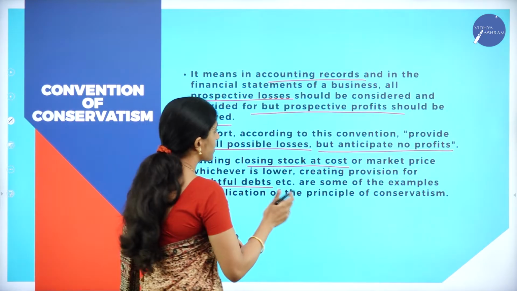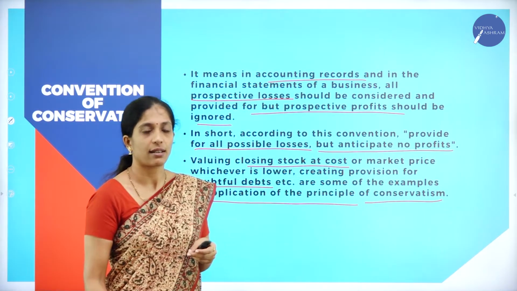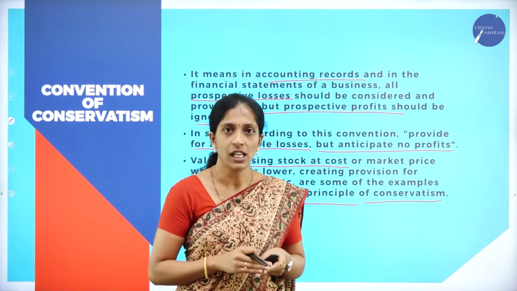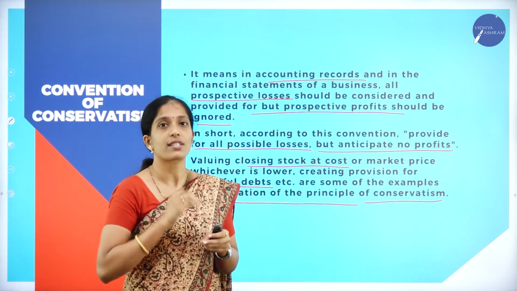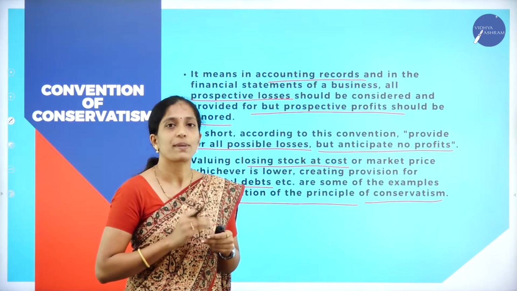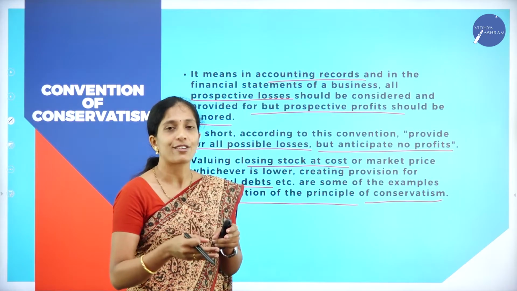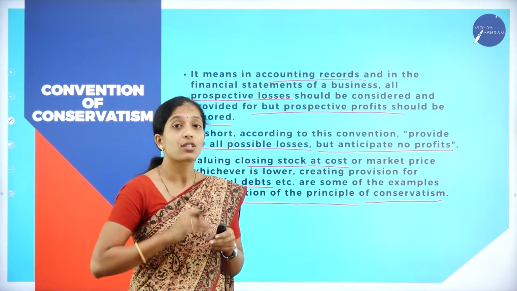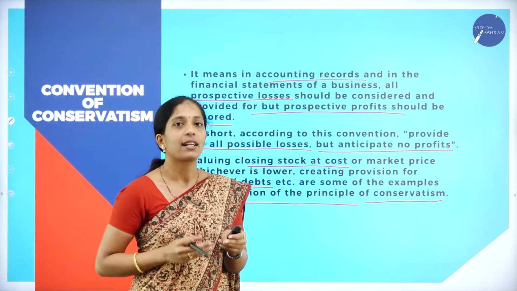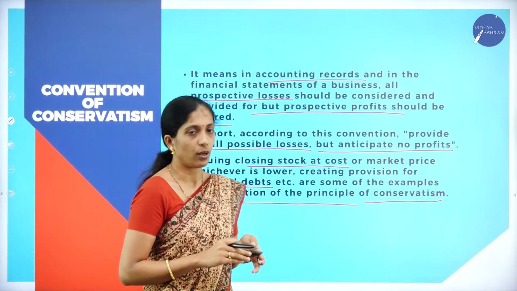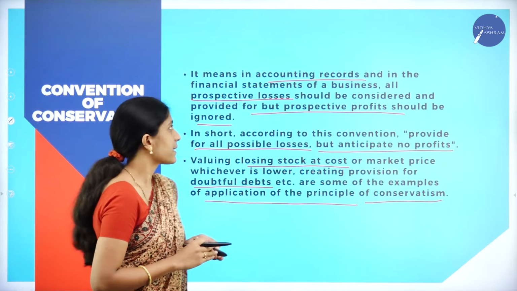Bad debts are some of the examples of the application of the principle of conservatism. It's nothing but being prepared for the worst. Whatever measures have to be taken in order to reduce the loss in the future have to be taken properly. If any reserve has to be created for bad debts or doubtful debts where the amount is not recoverable in the future, we have to make provisions for that and be prepared for those losses. So that is about the convention of conservatism.